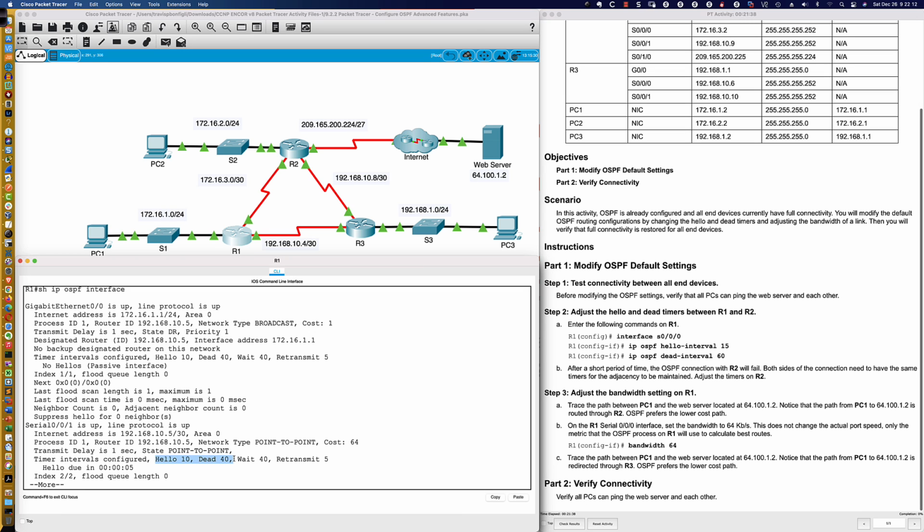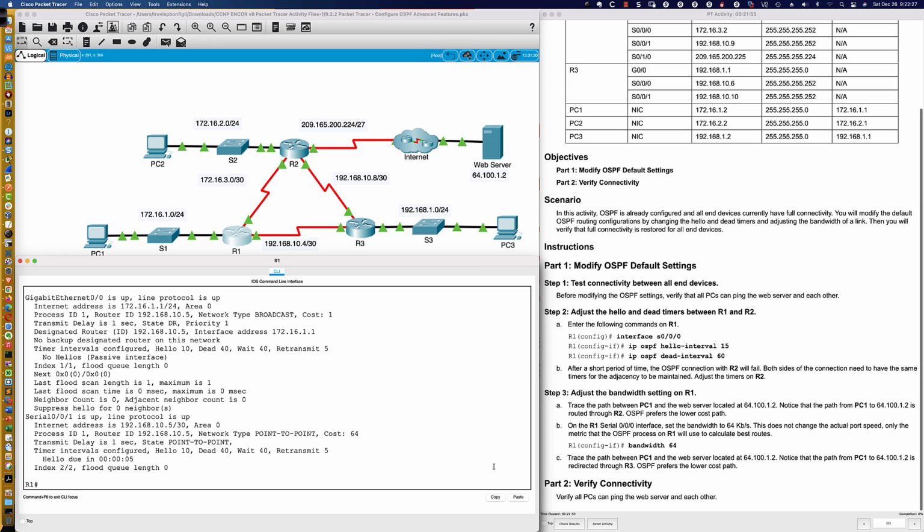So by default, both broadcast network types and point-to-point network types have the same hello and dead timer default values. Now, what we're going to do here is we're going to be changing these. Now, it could be that there's some delay. And again, the use case for, well, wait a second, the defaults seem pretty solid. Why would I want to change the defaults? 99% of the time, you're not going to change the defaults.